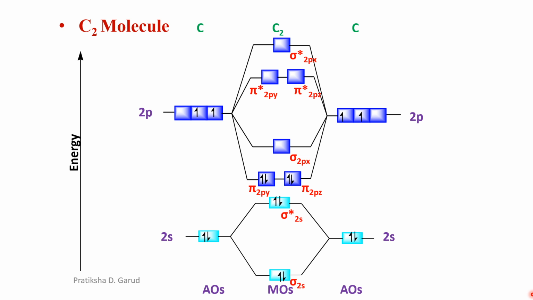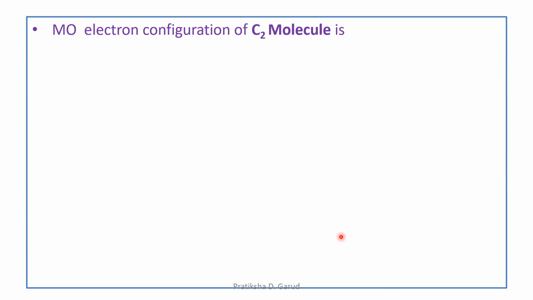Now from this MO energy level diagram, we have to find the MO electronic configuration. In the electronic configuration, first of all we have to write the letters KK for the 1s atomic orbitals. Then next will be sigma 2s 2, then sigma asterisk 2s 2, then pi 2py 2 and pi 2pz 2. So let us see that. The MO electronic configuration of the C2 molecule is KK sigma 2s 2, sigma asterisk 2s 2, pi 2py 2 and finally pi 2pz 2.